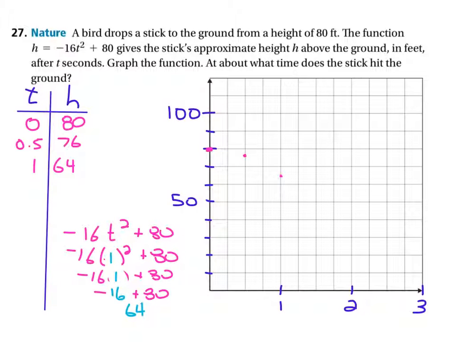Right? Let's keep going. I'm going to do 1.5. Let's see. Get those marks out of there to calculate it. 1.5, let's see. 1.5 when you square it is 2.25.